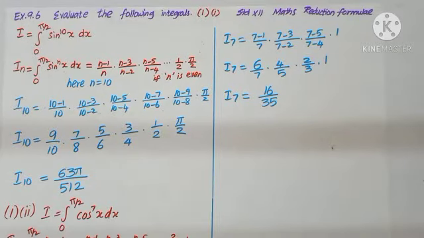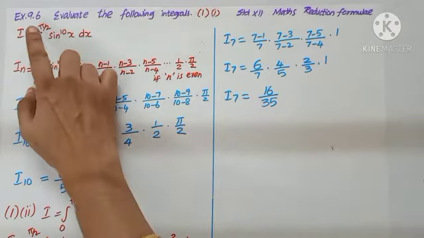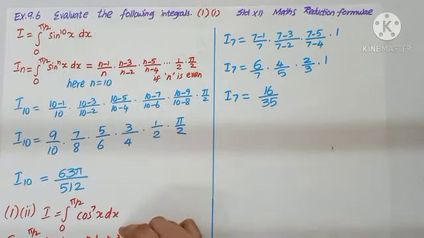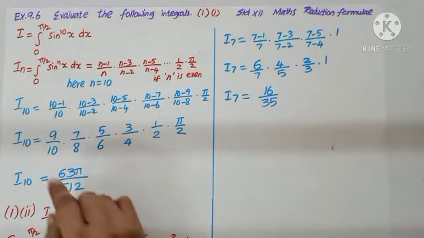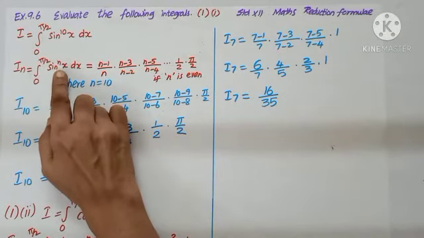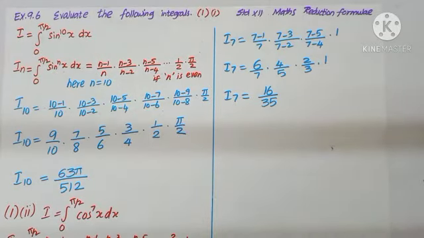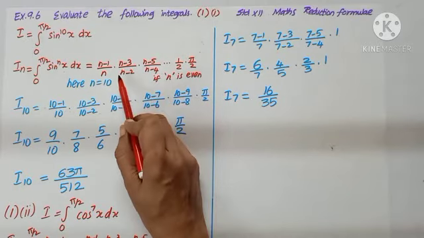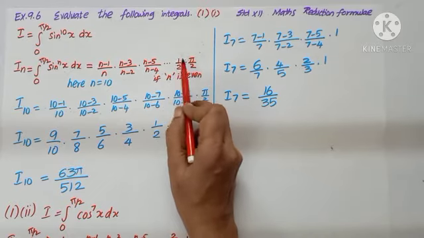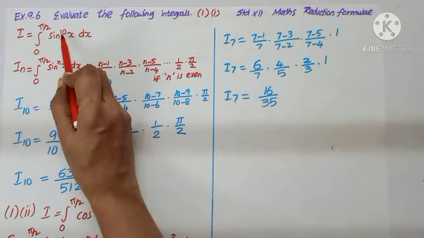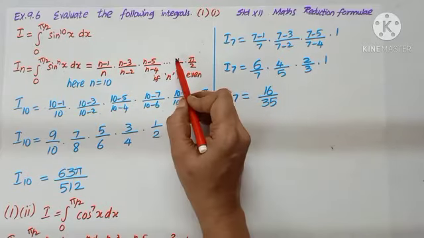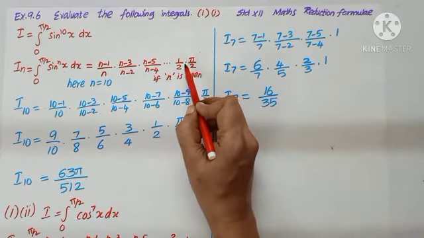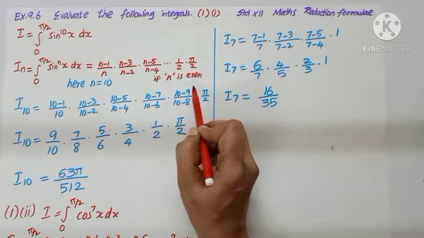Exercise 9.6, question number 1, subdivision 1. Evaluate the following integrals. Integral 0 to pi by 2 sine power 10x dx. Let me recall the formula. Integral 0 to pi by 2 sine power nx dx is n minus 1 by n, n minus 3 by n minus 2. Keep on reducing 2 in the numerator, 2 in the denominator, till I get 1 by 2, because n is even in this case. Once I obtain 1 by 2, remember to put pi by 2 whenever n is even.